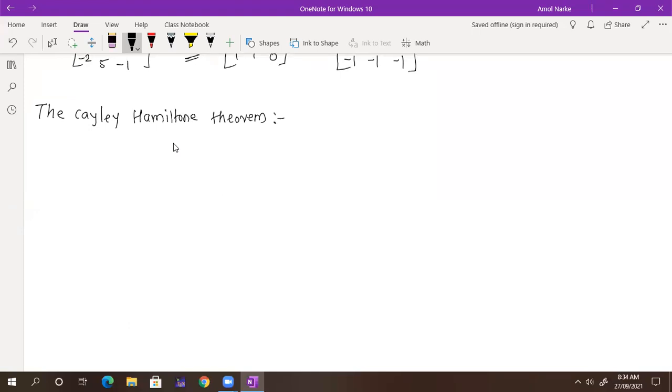So what's the statement of the theorem? The Cayley-Hamilton theorem states that every square matrix satisfies its own characteristic equation. That's it. That is the theorem.